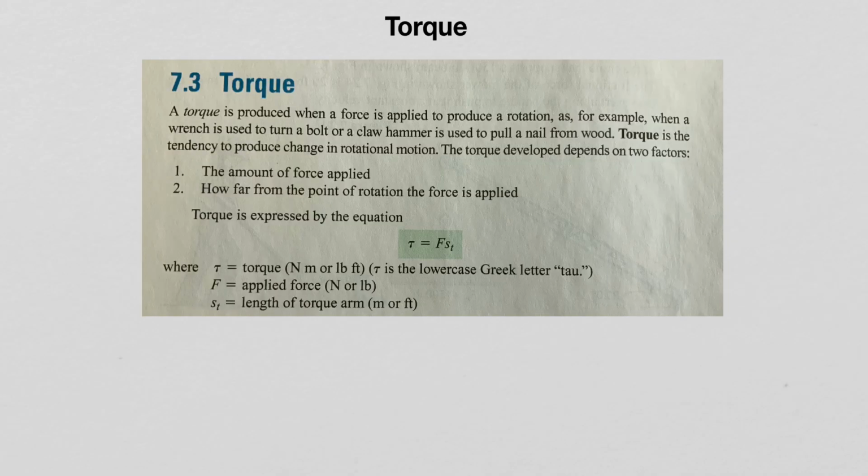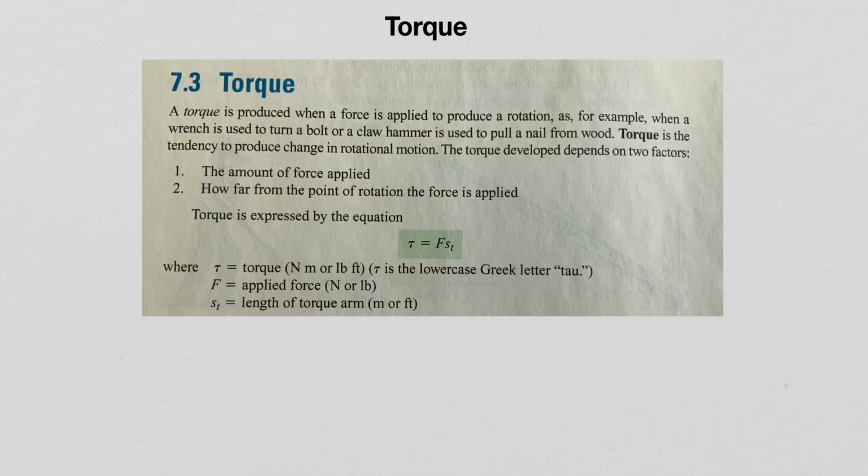The second important quantity that is associated with equilibrium is torque. Torque is produced when a force is applied to produce a rotation, as for example when a wrench is used to turn a bolt or a claw hammer is used to pull a nail from wood. Torque is the tendency to produce change in rotational motion. The torque developed depends on two factors: the amount of force applied and how far from the point of rotation the force is applied.